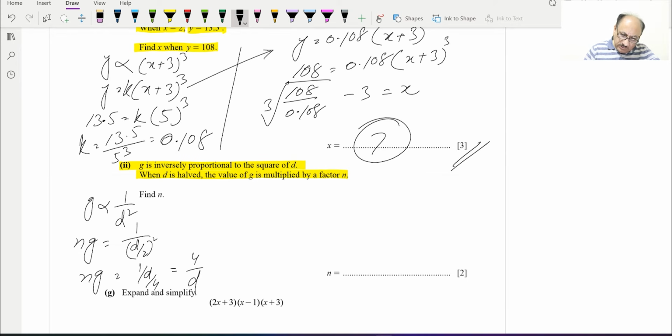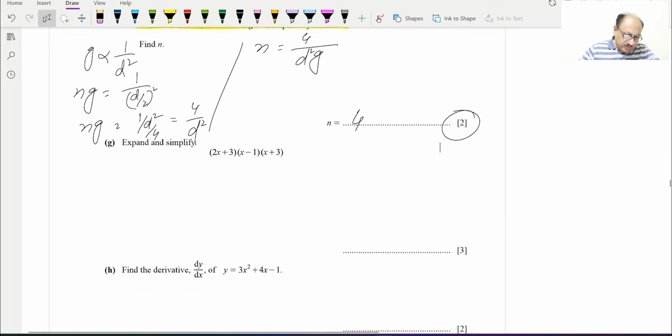So n will be equal to what? N will be equal to 4 over d squared g. Basically we missed the square over here. So you can see this is 4 times, so n is equal to 4. Basically the n factor will be 4, so the multiplication factor will be 4. This is for 2 marks.